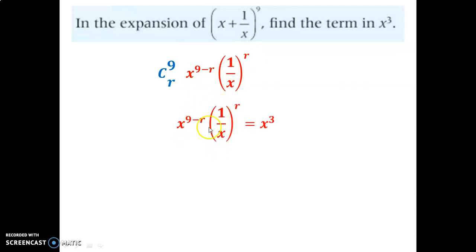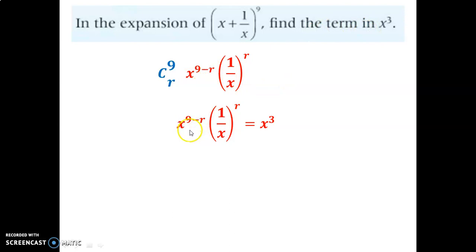So what did I do? Oh, I ignored the combination. Why? Because all we're given here is that we need an x cubed to be produced, and the x cubed will be produced by these parts here, by this thing being to some power or this to some power. Those things combined, when they're multiplied, will have an x cubed. So I'm ignoring this because that's just going to be a number. That number is not important. We're just looking at the x part.